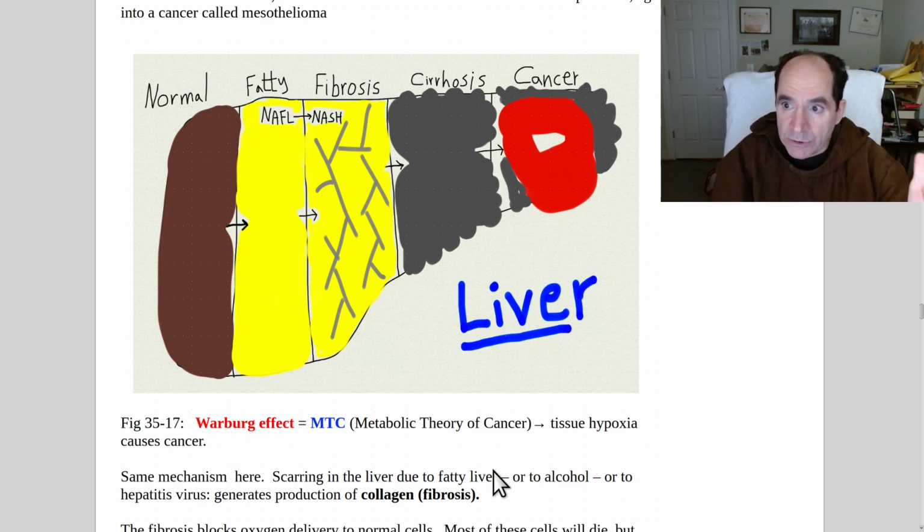So now you know what to do. Avoid the things that cause tissue hypoxia, the things that cause atherosclerosis. And we'll later on talk about other mechanisms of cancer causation that all contribute to this. And by avoiding them all, you decrease your risk. Okay, I hope that's helpful.